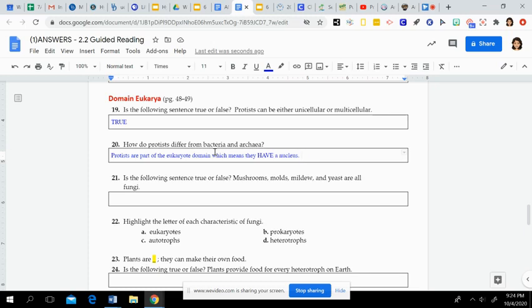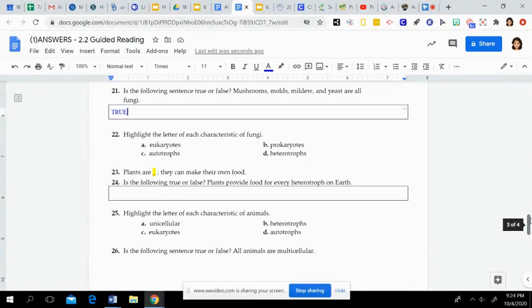Question 21 then is a true or false statement. Mushrooms, molds, mildew, and yeast are all fungi. This is a true statement. And if you read through that, it also explains how they can differ a little bit and be either autotrophic or heterotrophic, and their cell structure varies as well.